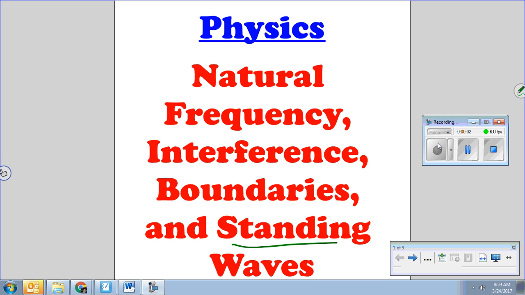There we go. So that is what we'll be talking about today: natural frequency, interference, boundaries, and standing waves. You should write it down.